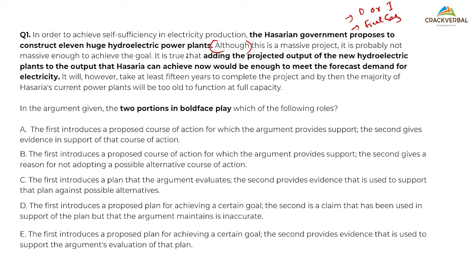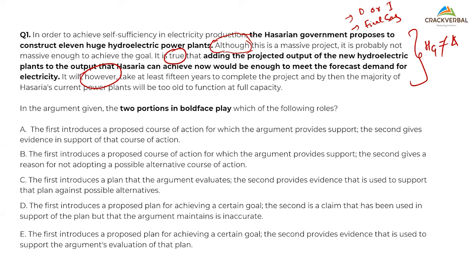Next, it is true that, very important, it is true that adding the projected output of the plants to the output that this can achieve now would be enough to meet the forecast. So my author also says it is true. Please pay attention to the choice of words the writer is making use of. It will, however, take at least 15 years to complete the project, and by then the majority of the plants will be too old. As per the story, the government and my author are not going in sync.